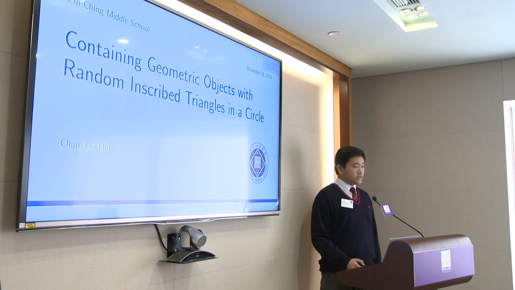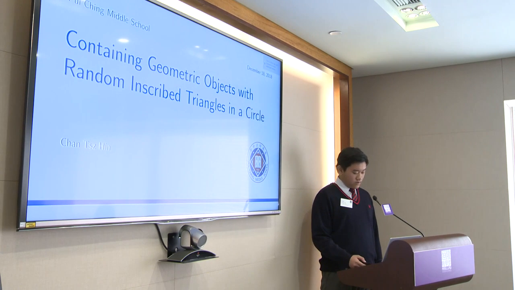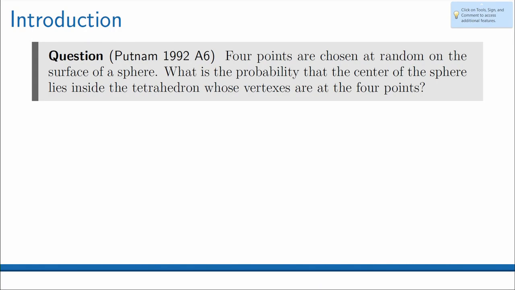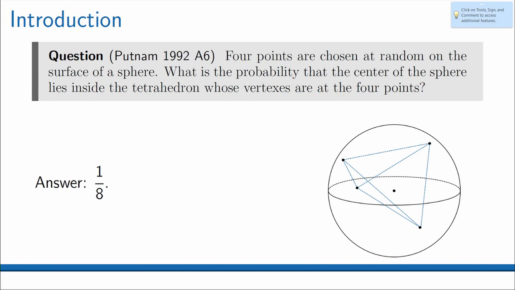Today I'm going to present on my topic of containing geometric objects with random inscribed triangles in a circle. To start with, our paper is inspired by a problem in the Putnam competition, year 1992, problem A6. The problem asks: if we randomly choose 4 points on the surface of the sphere, what is the probability that the tetrahedron will contain the center of the sphere? The answer is 1/8. And so we ask if this problem is also valid for the two-dimensional case.